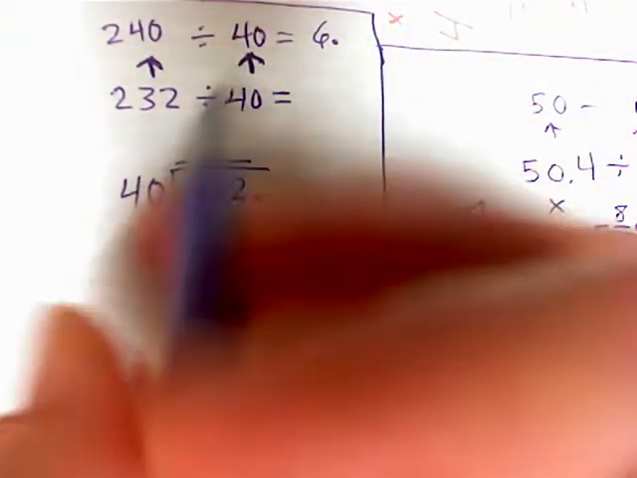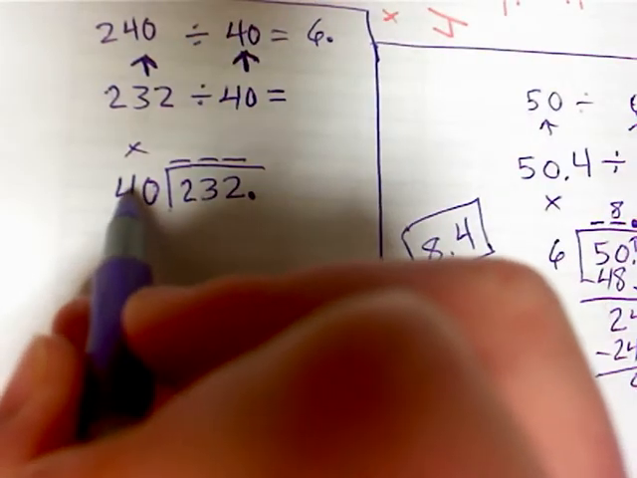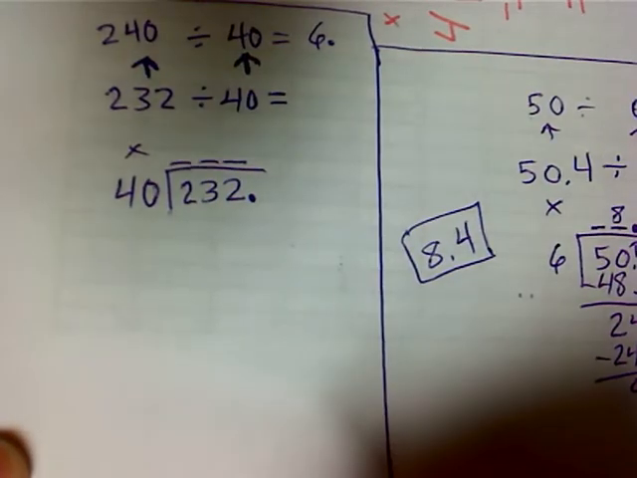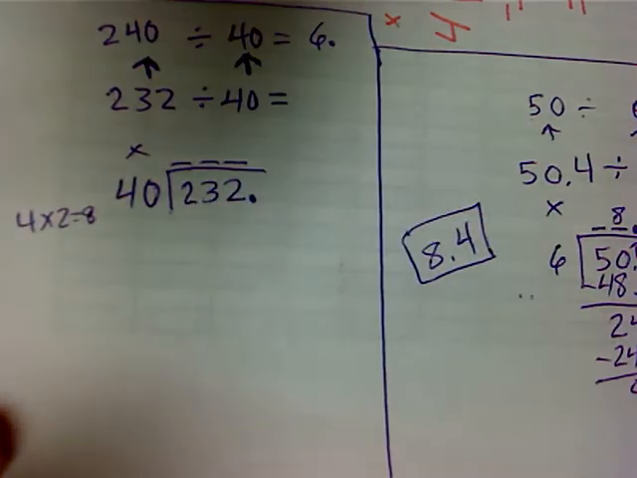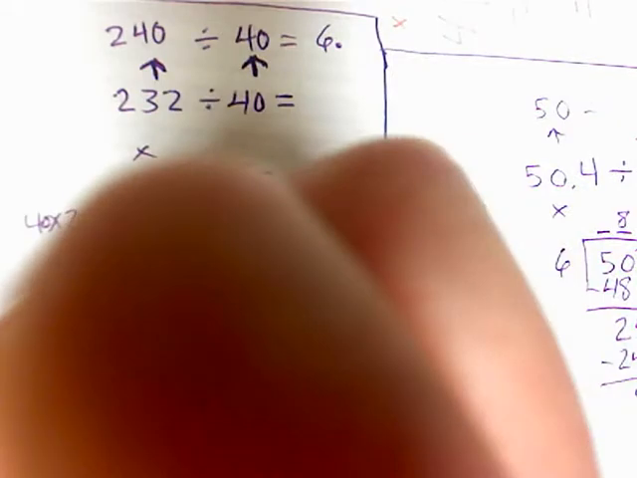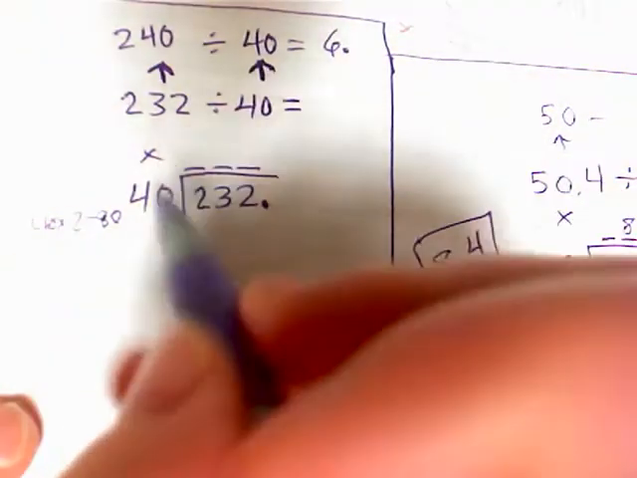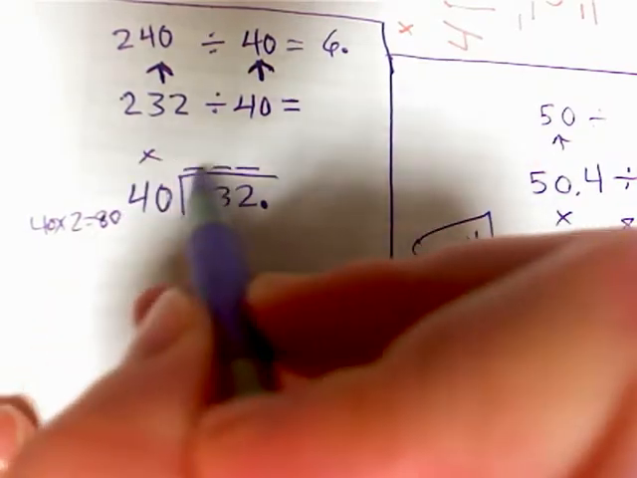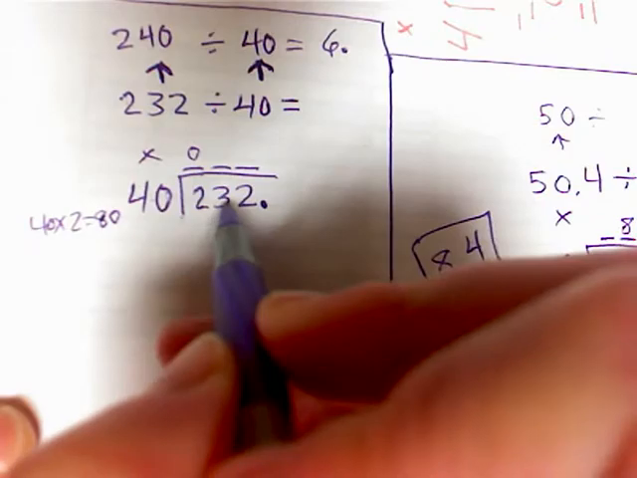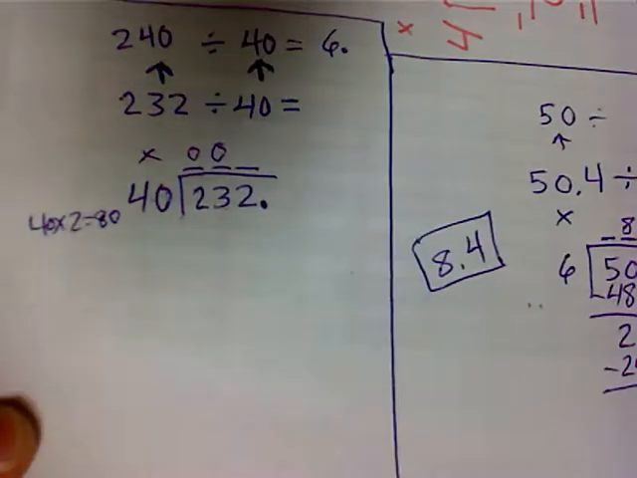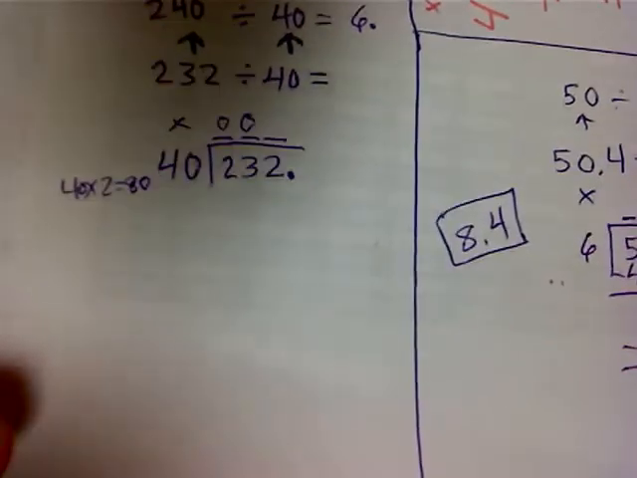All right, so when I do 40 times these numbers, I'm going to think to myself the basic facts of 4. Okay, so if I know that 4 times 2 is 8, well, then I know that 40 times 2 will be 80. So think of your basic facts. 40 times nothing can be 2, so I'm going to skip that space. 40 times nothing is 23. 40 times what gets me all the way up to 232.